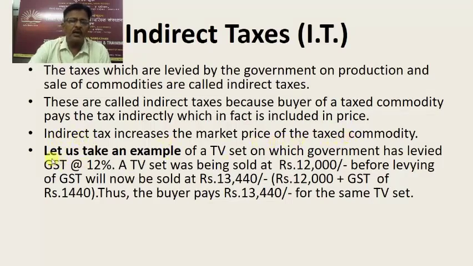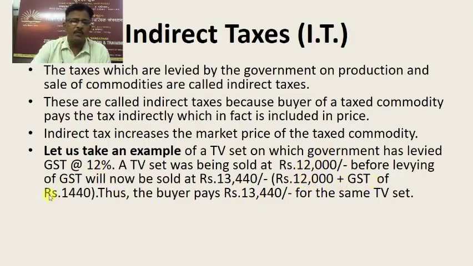You can understand through an example. Let us take an example of a TV set, television set, on which the government has levied GST, goods and service tax, that is indirect tax, at the rate 12%. A TV set was being sold at 12,000 before levying of GST. It will now be sold at 13,440. Why? Now 12% GST on the 12,000.